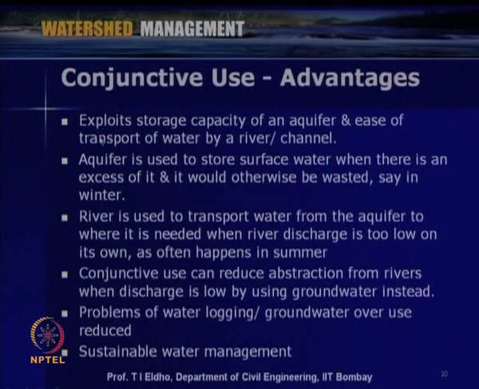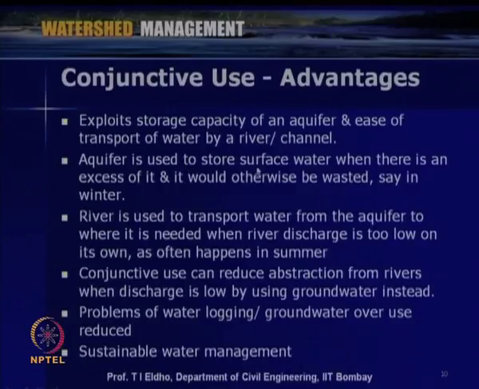Limitations are very few, but advantages are many. Some of the advantages I have listed here in this slide. Through conjunctive use we can exploit the storage capacity of an aquifer, and there is ease of transport of water by a river or channel. Especially in summer season, if the aquifer is giving water to the river at upstream locations, that water will be available on the downstream side.